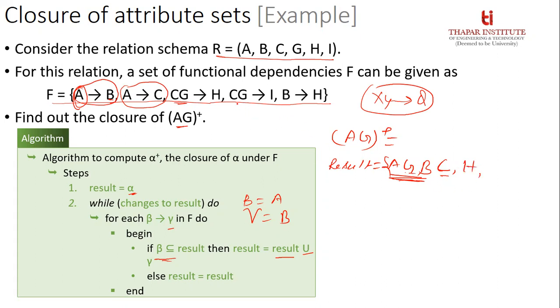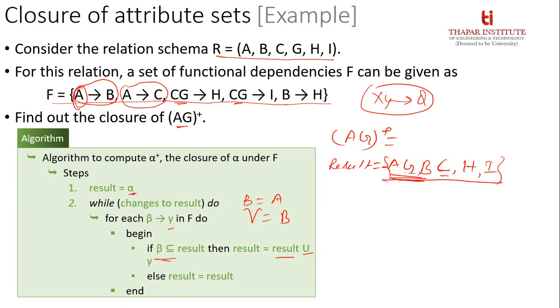Next check CG. Yes, then I will be in the set. Then check the next one: is it a subset? Yes, then H will already be in the set. Is there any attribute that remains here? A, B has come, C has come, G has come, H has come, I has come. All the attributes will be there.